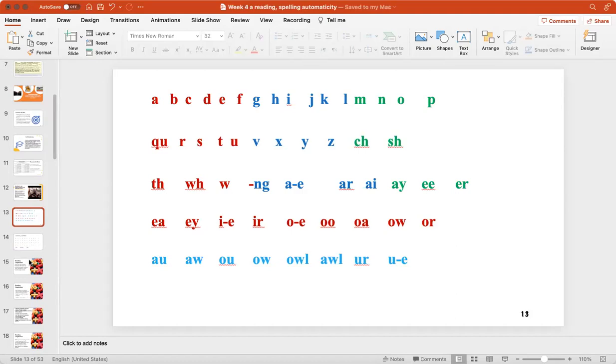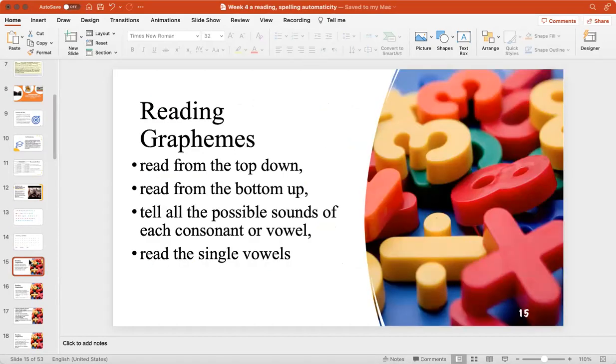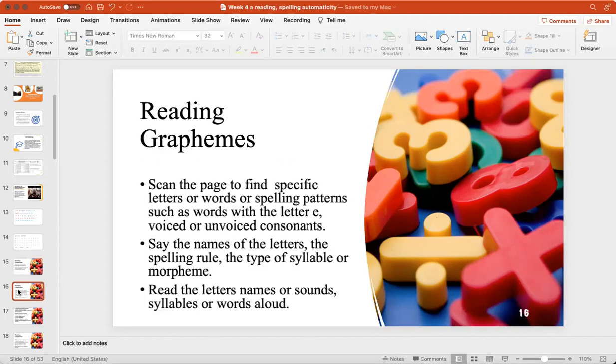Because you will have really smart kids who will memorize rapid automatic naming tasks. So this is some ways for you. You can have them read from the top down. You can have them read from the bottom row up. You can tell them that you want to hear all of the possible sounds or only one sound of each consonant or vowel. You can ask them to only read the single vowels. You can ask them to find only the vowel plus E. You could say, read only the voiced consonants, read only the unvoiced consonants.